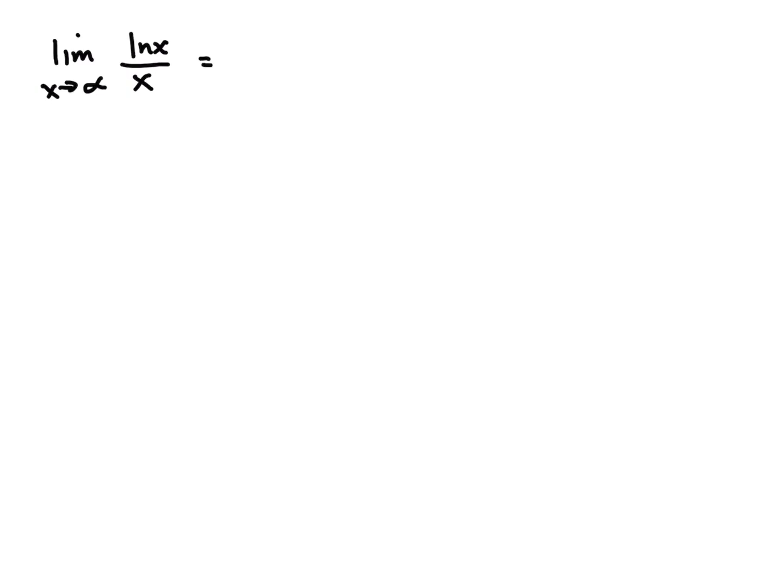The limit of the natural logarithm of x over x as x approaches infinity. This is the case where our numerator gets bigger as well as our denominator. So it's still indeterminate. This is still considered to be an indeterminate form.